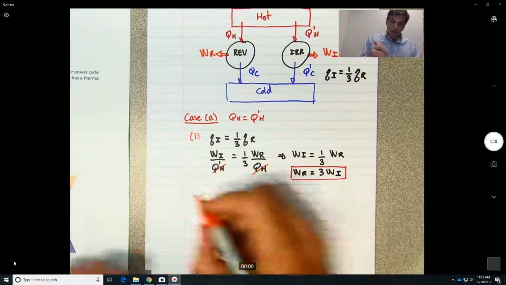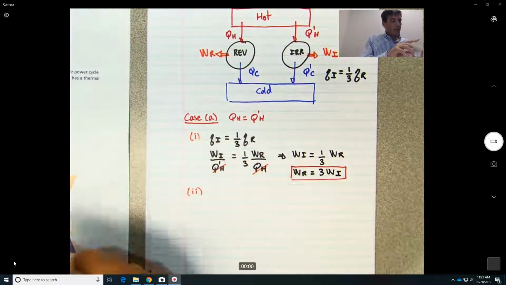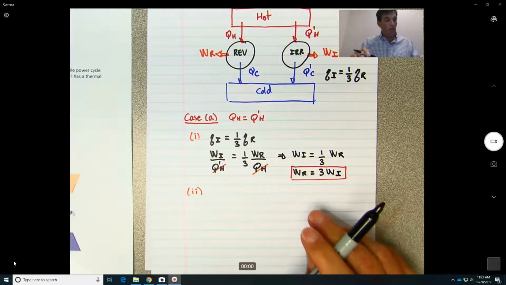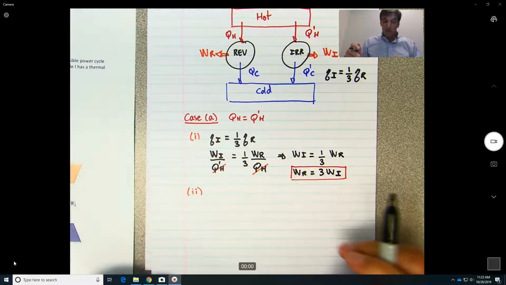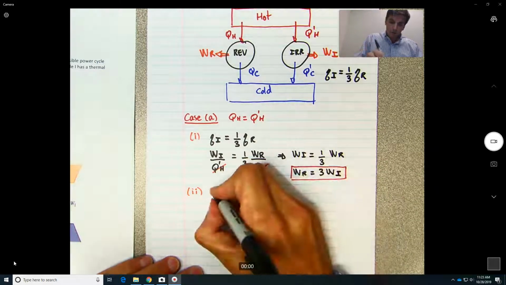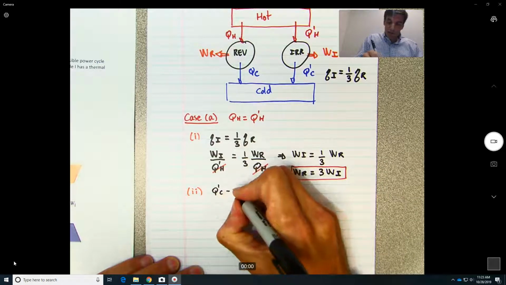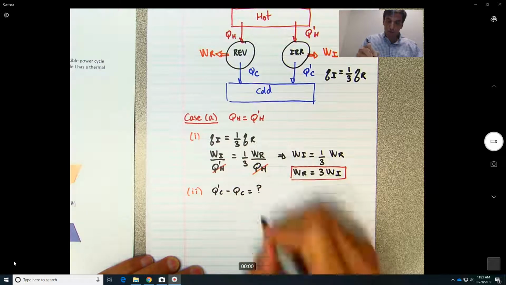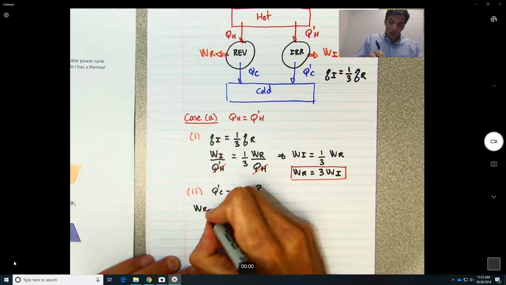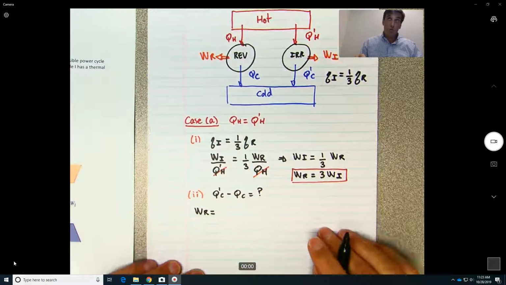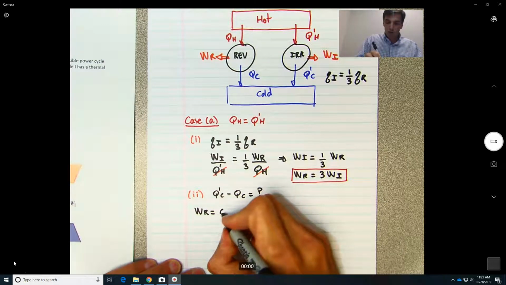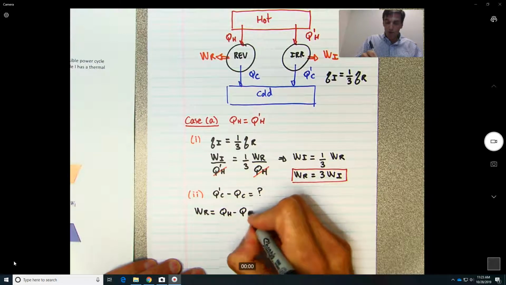Okay, part 2 of this problem, we need to find which discharges greater energy by heat transfer to the cold reservoir. So basically, let's say we're trying to solve for Q prime C minus QC. Let's try to solve for this one. Okay, so in order to solve for this one, what do we know? The work created by the reversible is always a difference between the hot reservoir and the cold reservoir. So that will be Q hot minus Q cold.